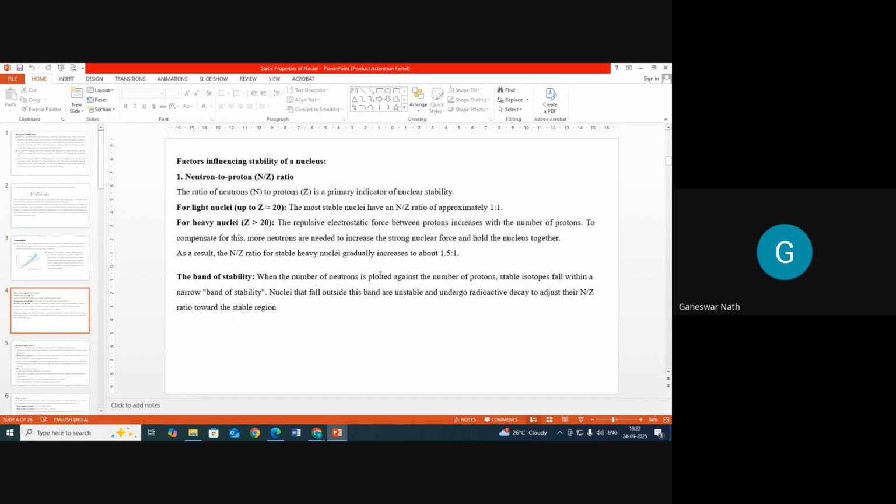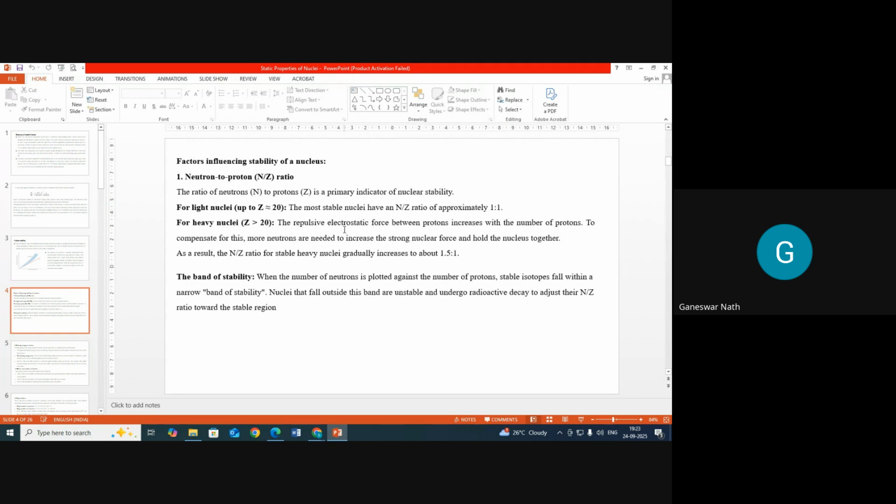These are the different factors influencing the stability of a nucleus. Particularly, I can talk about the neutron to proton ratio, that is the N to Z ratio. This ratio is a primary indicator of nuclear stability. For lighter nuclei, up to Z, the atomic number, equal to 20, the most stable nuclei have an N by Z ratio of approximately 1 to 1. That means the number of neutrons is equal to the number of protons.